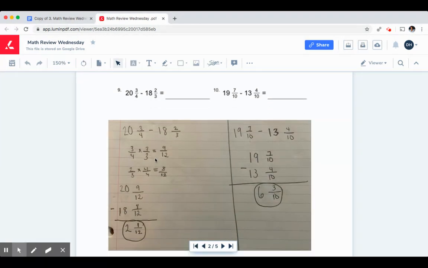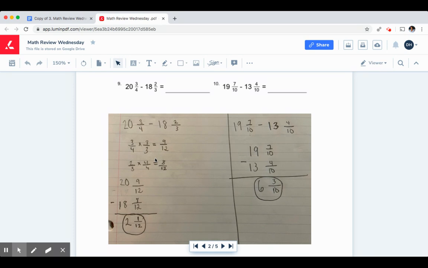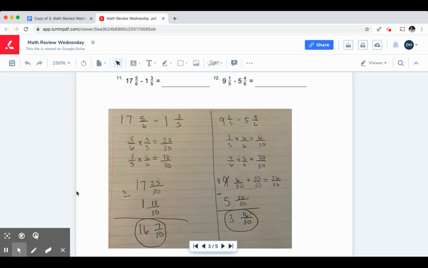The next few problems practice the same strategy that we just went over. So here, I want you to pause the video to check your work against mine, and if you notice any mistakes in your work, you should go back and revise them so that you're prepared for the exit ticket. Again, for number 11, 17 and 5/6 minus 1 and 3/5, you should check your work against mine by pausing the video and seeing if your work matches mine. If it doesn't, then you should revise.